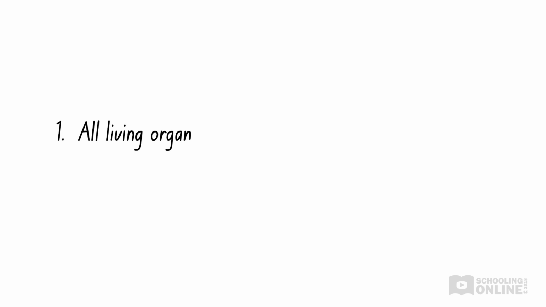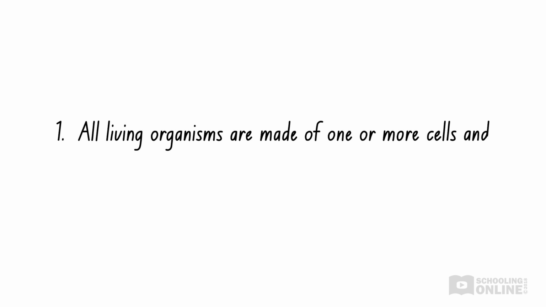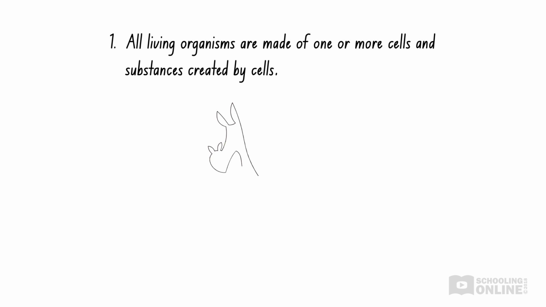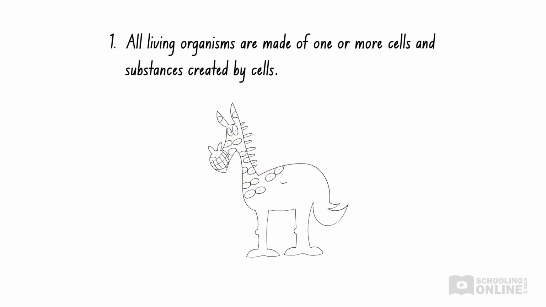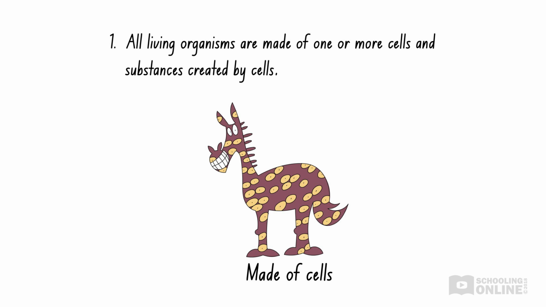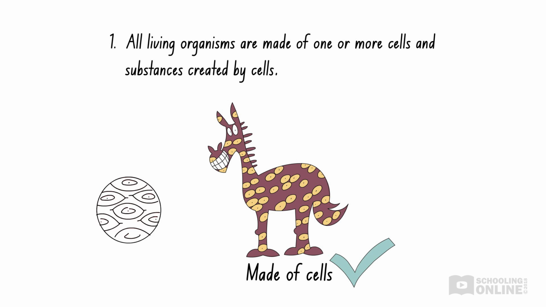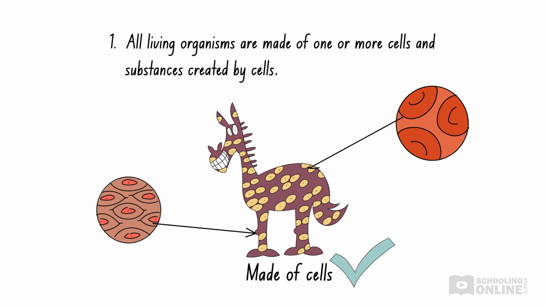Firstly, the cell theory tells us that all living organisms are made of one or more cells and substances created by cells. For example, if we look at a horse, we know that it is alive. Therefore, the horse must be made of cells or materials created by cells. The cells forming individual parts of the horse, such as the muscles and blood, look quite different under a microscope, but they all help the horse to stay alive.